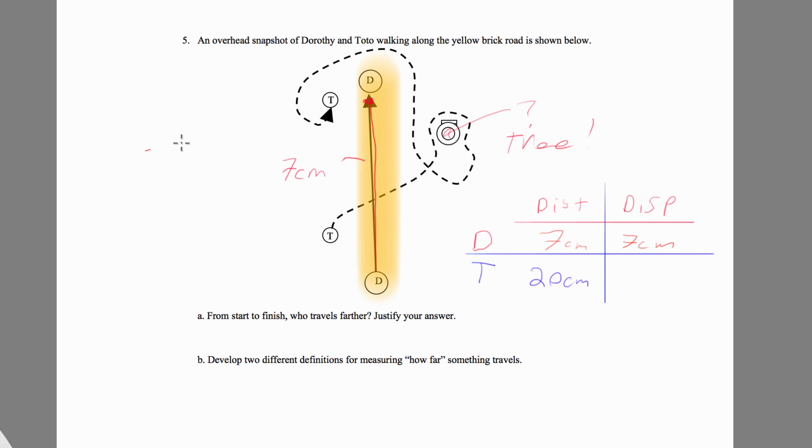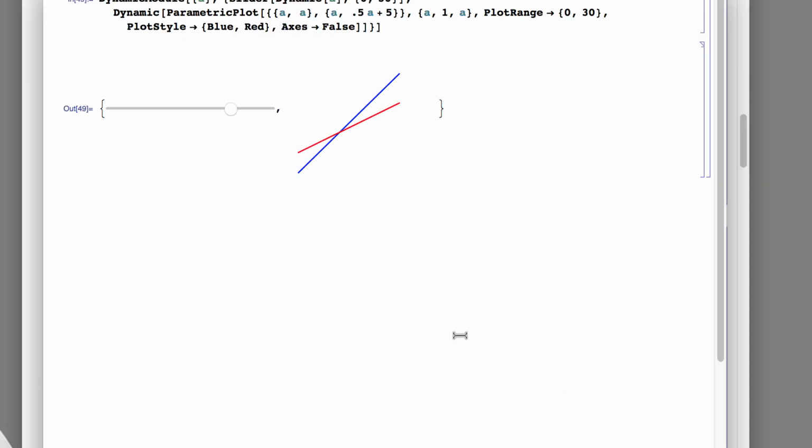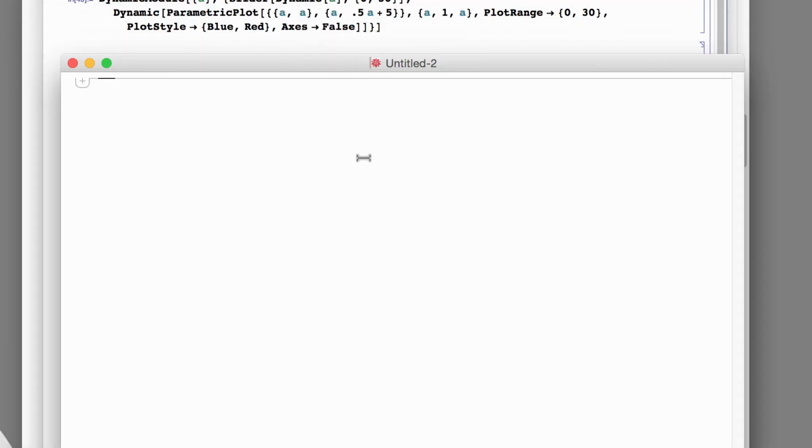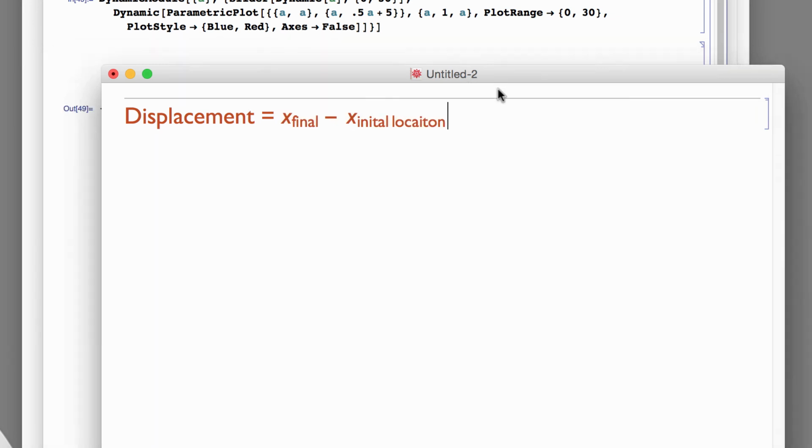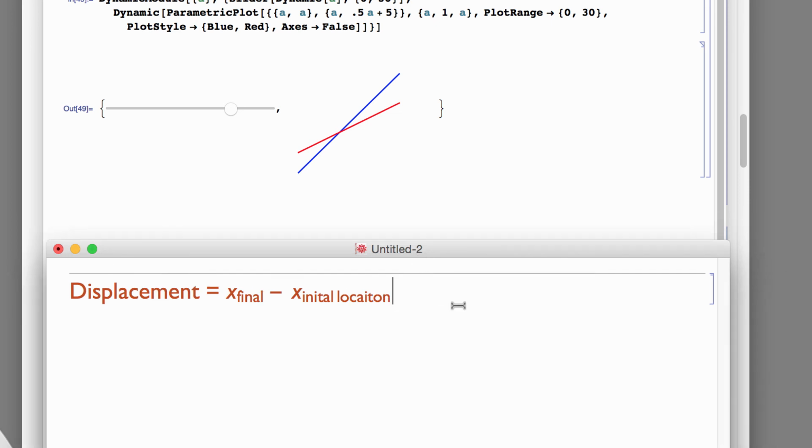Displacement, let's define displacement. So I'm going to type that up in a program. I think displacement is the final location minus the initial location. So what that means, I'm going to copy that.